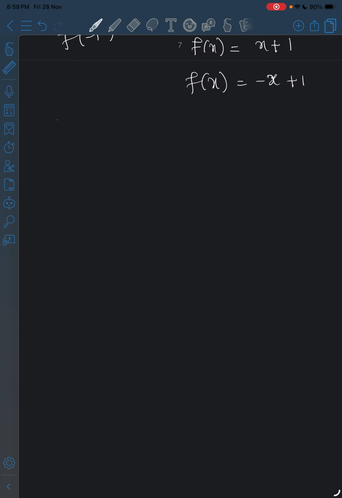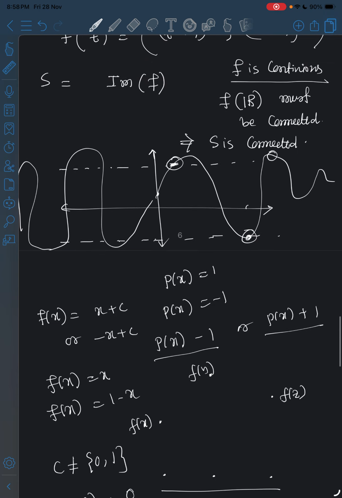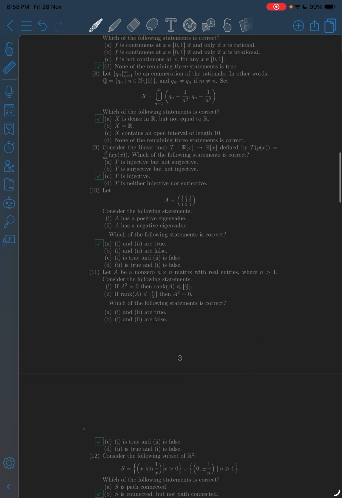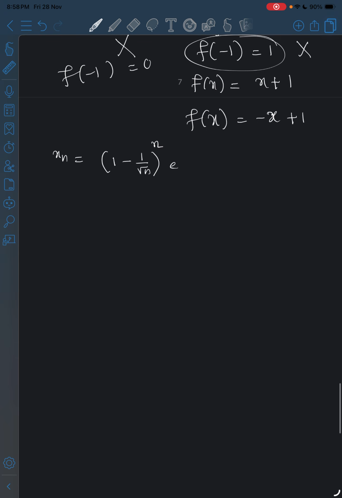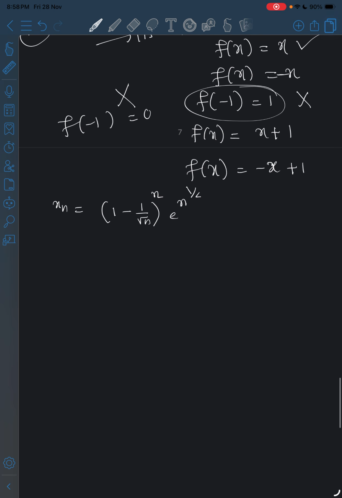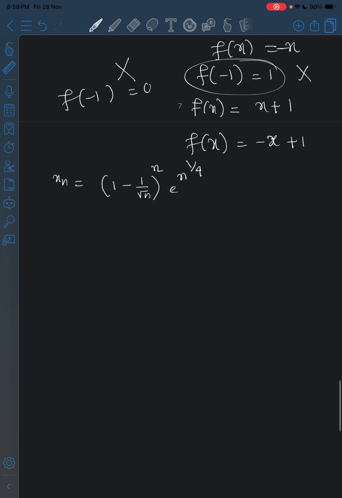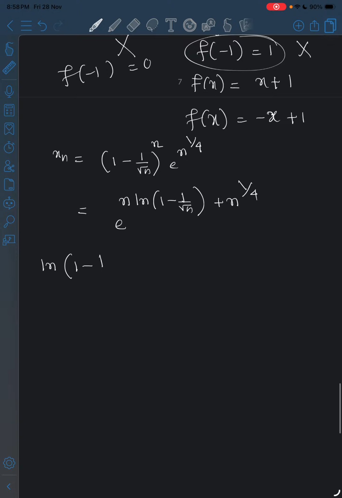x_n equal to (1 minus 1 over root n) to the power n times e to the power n to the power 1 by 4. Okay, so then this is same as e to the power n ln(1 minus 1 over root n) plus n to the power 1 by 4, right? So now what is ln(1 minus 1 over root n)?